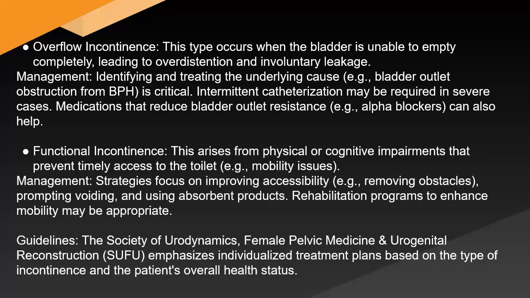Overflow incontinence. This type occurs when the bladder is unable to empty completely, leading to overdistension and involuntary leakage. Management: identifying and treating the underlying cause, e.g., bladder outlet obstruction from BPH, is critical. Intermittent catheterization may be required in severe cases. Medications that reduce bladder outlet resistance, e.g., alpha blockers, can also help.